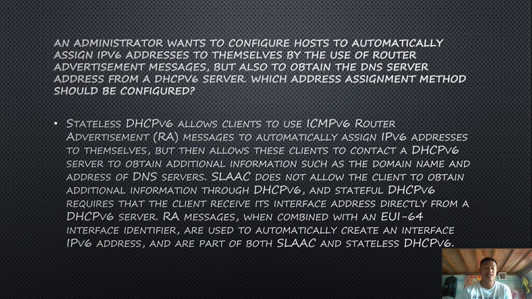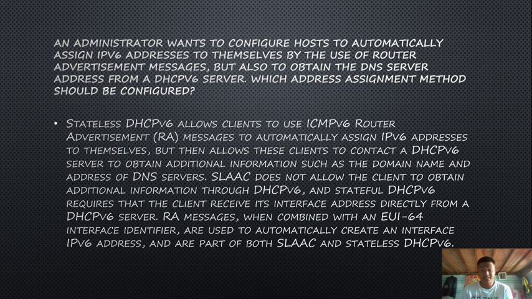So, this is the first scenario. An administrator wants to configure hosts to automatically assign IPv6 addresses to themselves by the use of router advertisement messages, but also to obtain the DNS server address from a DHCPv6 server. Which address assignment method should be configured?